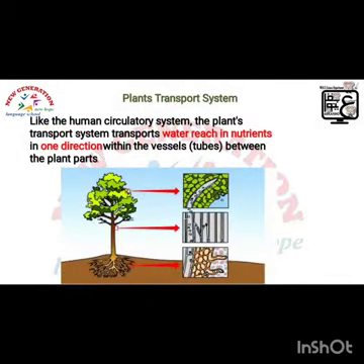Plant transport system. Like the human circulatory system, the plant transport system transports water rich in nutrients in one direction within the vessels or tubes between the plant's parts.